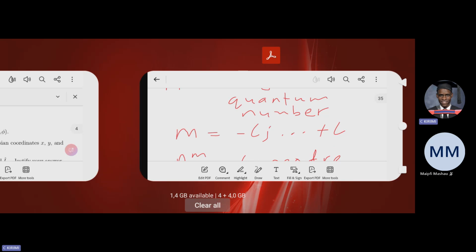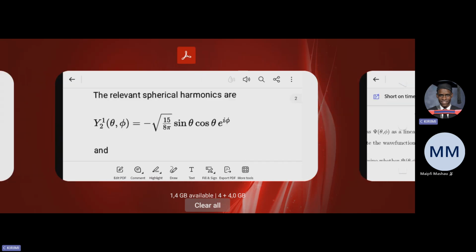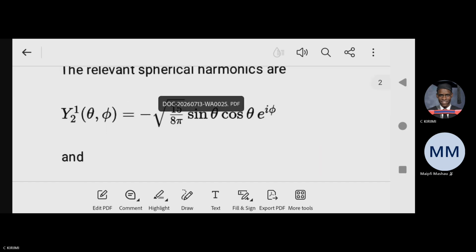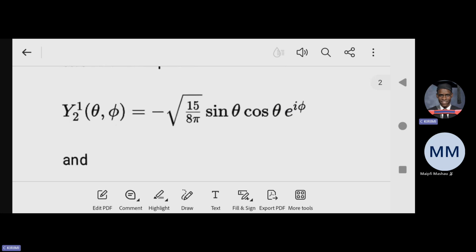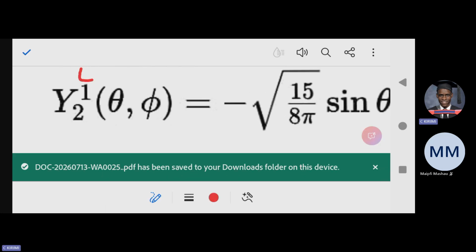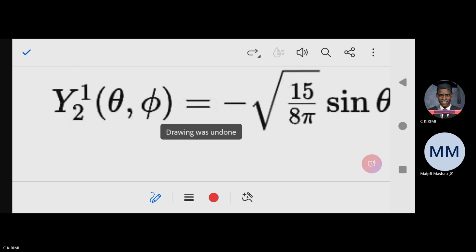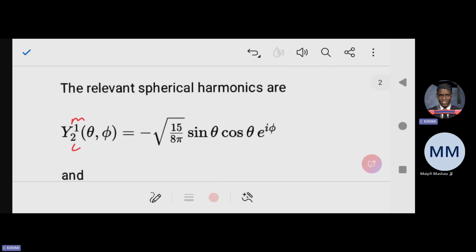Right. So you have your m here. This is our m, which we are already having. We are already having a Y_lm. So this is your l, and this is your m. Your l, your m. Right. So you have the spherical harmonics, when l is 2, what is the value of m?